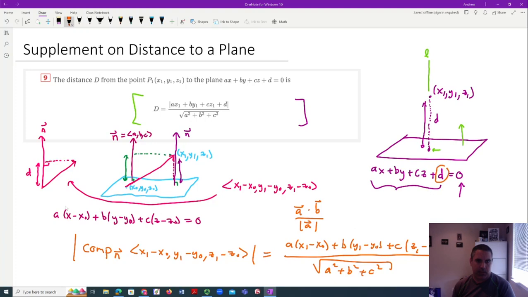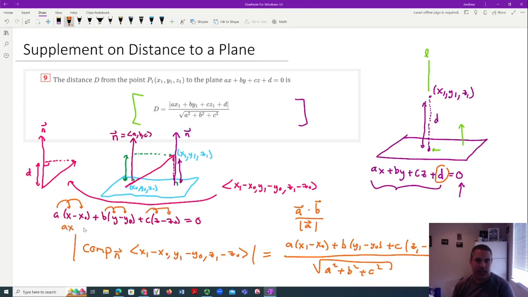Well, the d is the thing you would have gotten if you had expanded all this out. Sorry, I don't know why I wrote that one there. So this is, like I said, not something you need to know, this proof. This is just kind of interesting. It's a chance to see a projection in action.